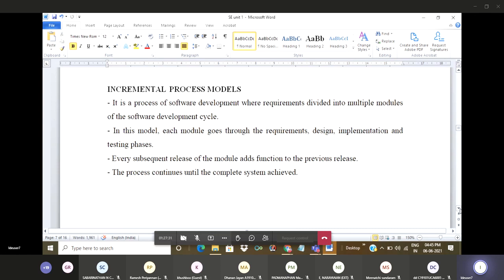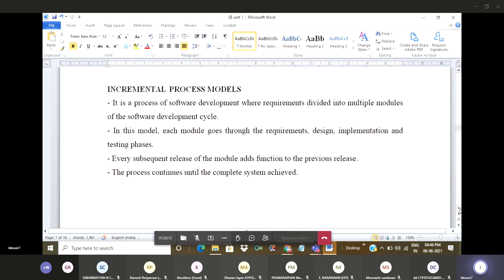The second one is the incremental model. First we have to divide the project into a number of modules. How do we divide? If we want to develop software, we might have a number of modules. Each module can be done by a software developer, or by a particular software team. So we must divide a particular project into a number of modules before we develop the software. That is the first point.